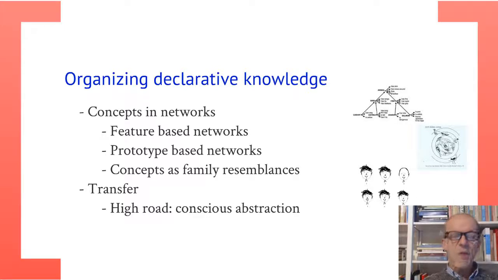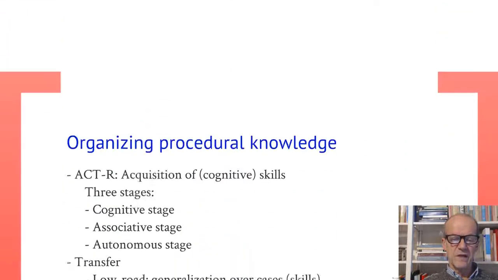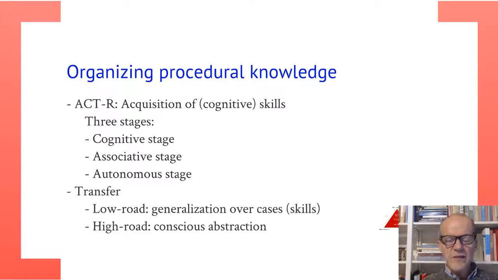Okay, now we move on to organizing procedural knowledge. And here we encounter the model which I already announced, the model of John Anderson about the acquisition of cognitive skills. I already said that there is a sort of gradual change from strategies to skills. And that is what John Anderson called the ACT-R theory, in which 3 stages are distinguished: the cognitive stage, the associative stage, and the autonomous stage.